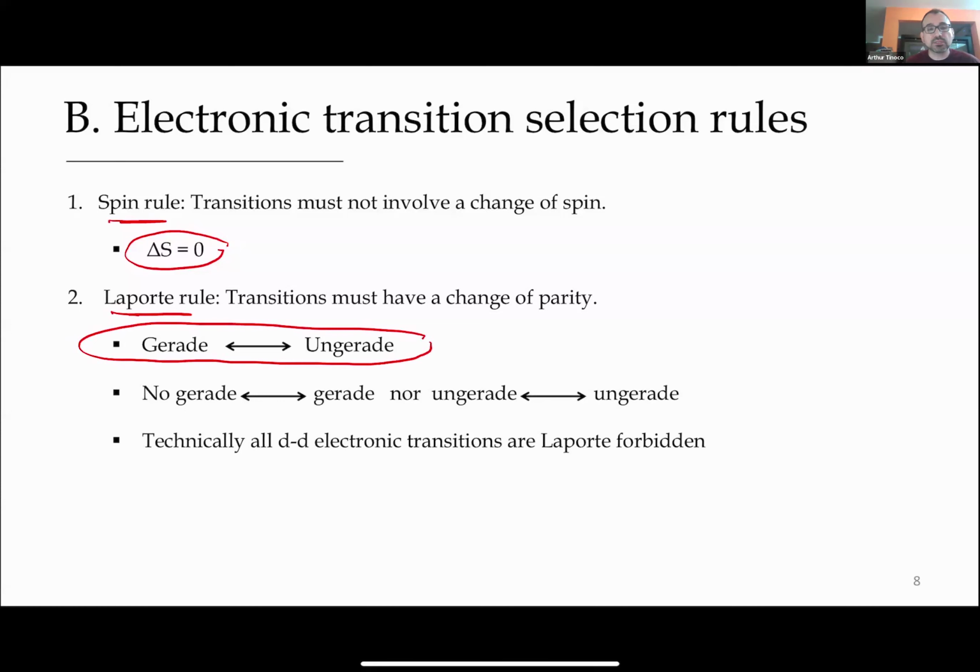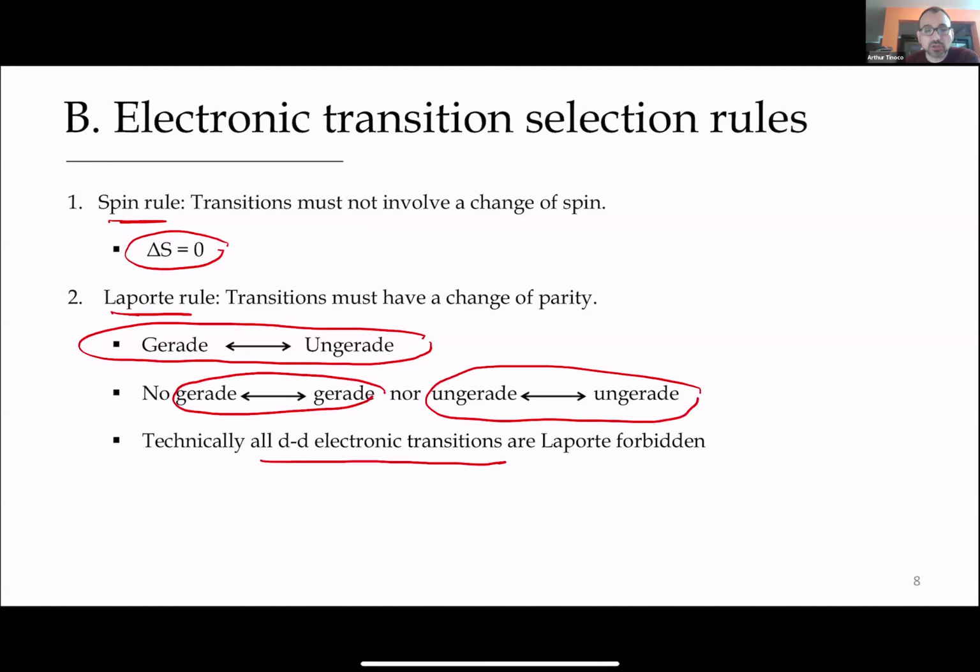So that means that you must go from something that is Gerade in nature to something that's ungerade, or vice versa, ungerade in nature to Gerade. But what's not allowed for the Laporte rule: you cannot have Gerade to Gerade, or ungerade to ungerade. So what does that mean with regards to DD electronic transitions?